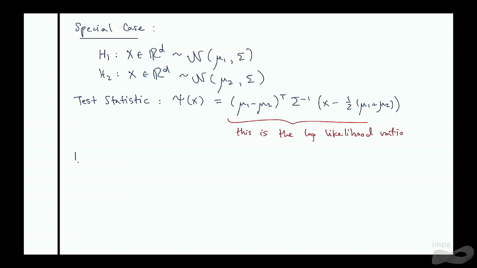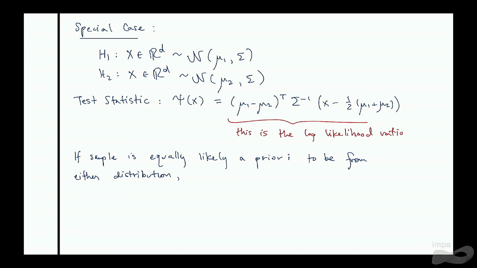Okay, so if we have no prior information that one of the groupings is more likely than the other, so if the sample is equally likely a priori to come from either distribution, then the best thing you can do is threshold this at 0. This basically just says if the data is more likely from distribution 1, select distribution 1. If not, select distribution 2.